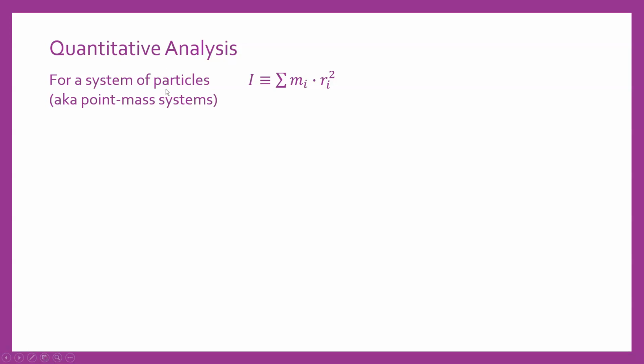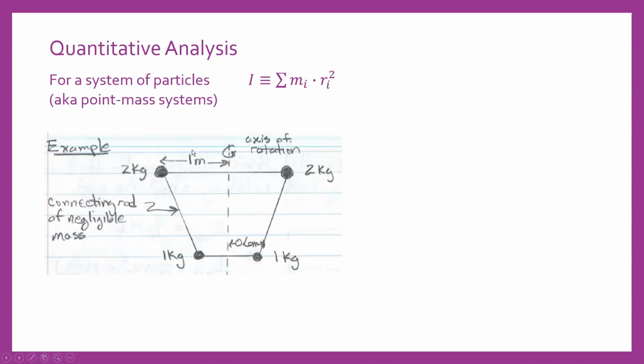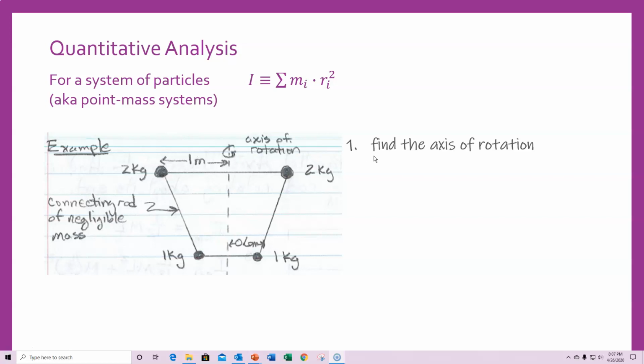So for a system of particles, also known as a point mass system, the inertia is equal to all these particles' mass times the radius squared, keeping in mind that radius is the distance from the axis of rotation. We add all those individual particles up. Let's take a look here. We have a 4-mass system. These 4 masses are connected by rods of negligible mass, so that means they're not going to figure into our rotational inertia calculation. The first step is to find the axis of rotation, and so this is our axis of rotation.